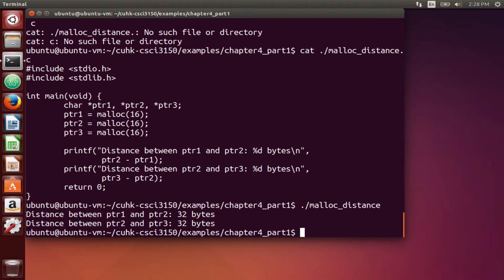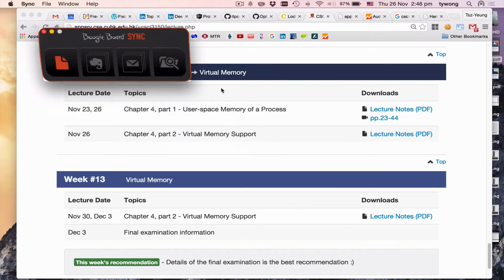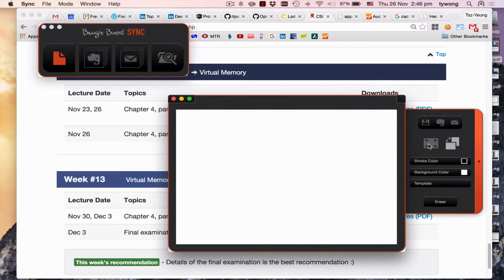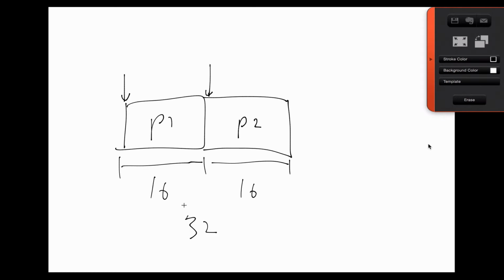Maybe I'll use a drawing board to demonstrate to you. Suppose it's something like this. You call the allocation P1 here, which is 16. And if it comes side by side, there should be another allocation P2 of another 16. And if you understand malloc, malloc gives you the beginning address of the two blocks, so the distance should be 16. But my Linux tells me it is 32.